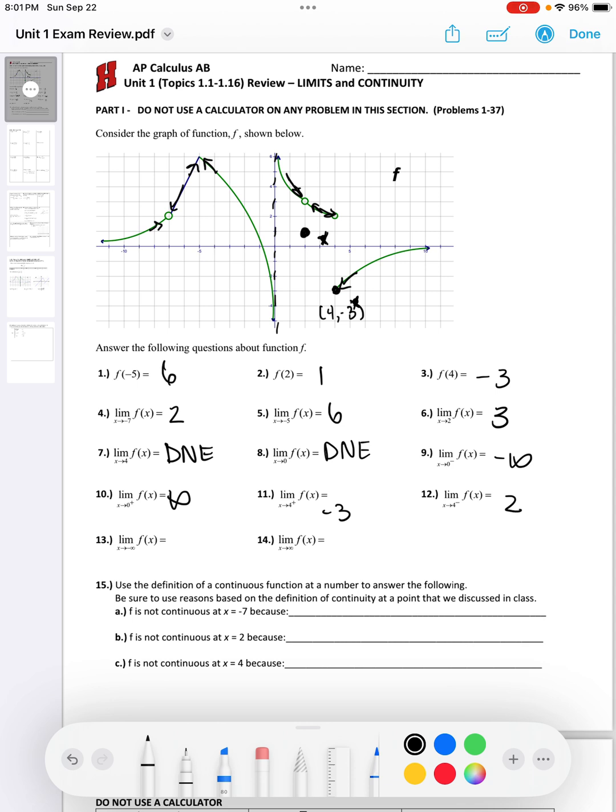Then going out to infinity, it looks like there is a horizontal asymptote here at 0 going all the way across the graph. So as we go to -infinity, we're getting closer to 0, and +infinity, getting closer and closer to 0.